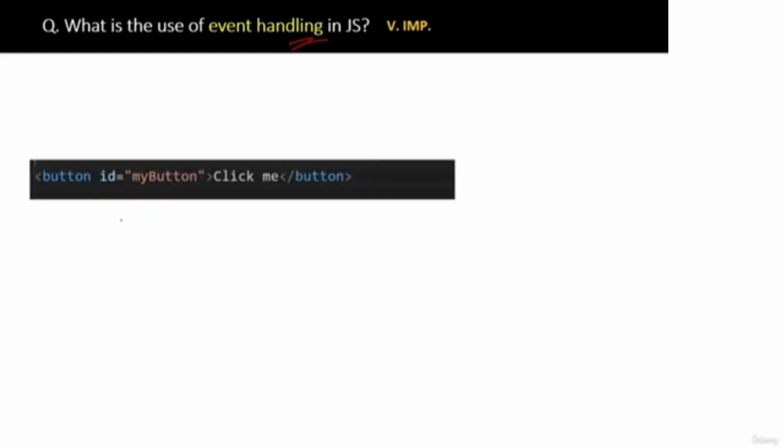What is the purpose of event handling in JavaScript? Wow, a very important question which is used in every JavaScript application. Suppose we have a button on our web page with the ID My Button. Now, whenever a user clicks a button or takes some action on a web page, that is what we call an event. Now the question is how to perform some action whenever some event occurs. For that purpose, we use event handlers.